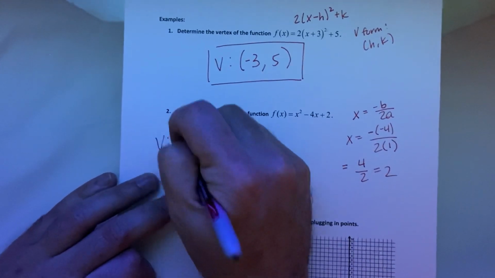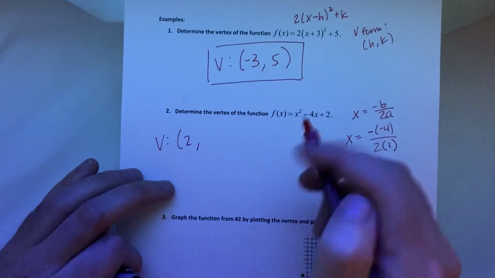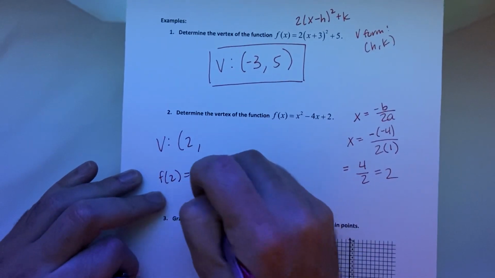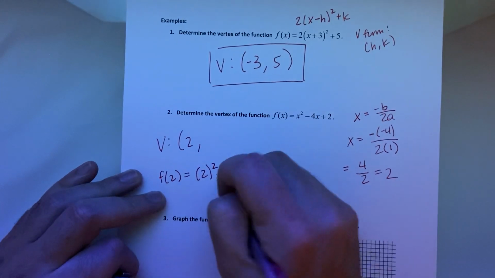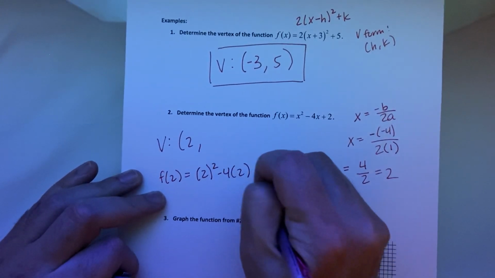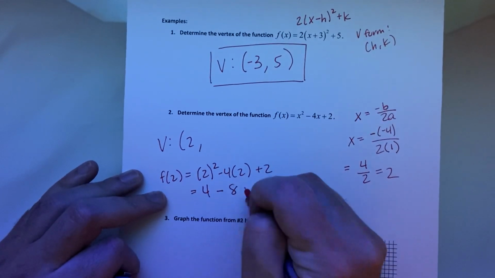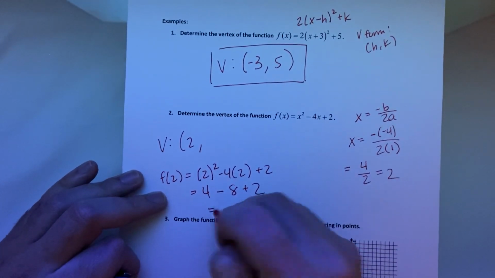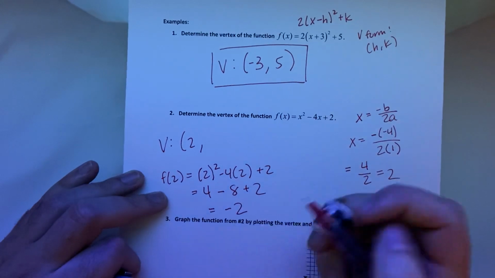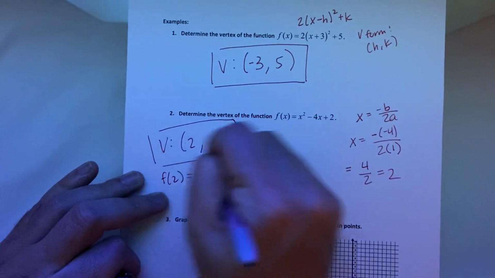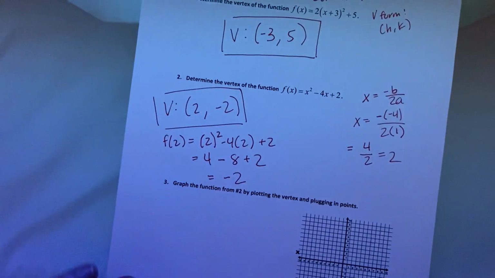So we know for a vertex, the x value is 2. Now to find the y value, let's plug that in. F of 2 is 2 squared minus 4 times 2 plus 2, or 4 minus 8 plus 2, which is negative 2. So our vertex is 2, negative 2.